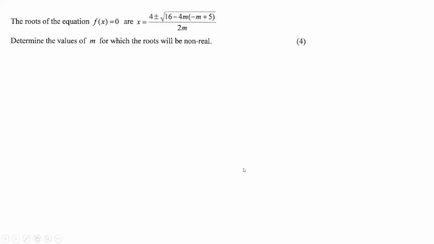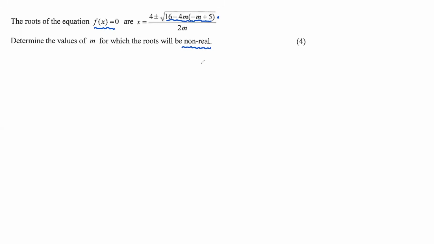So please, guys, by all means, remember what it means when they are real, when they are rational, when they're equal, when they are non-real. Question. The roots of the equation f of x is equal to 0 are the following. Again, I can see the square root sign, which basically tells me about my discriminant. Determine the values of m for which the roots will be non-real.